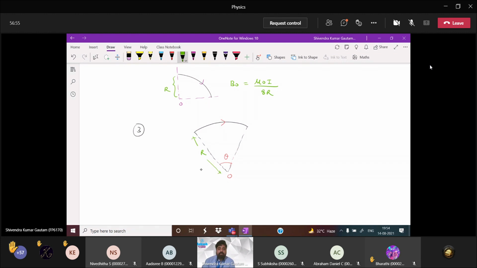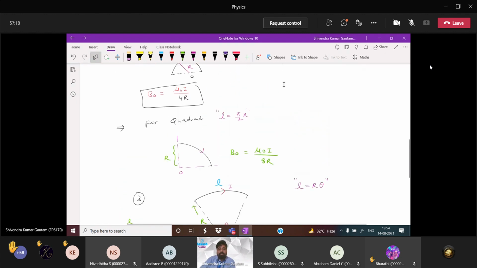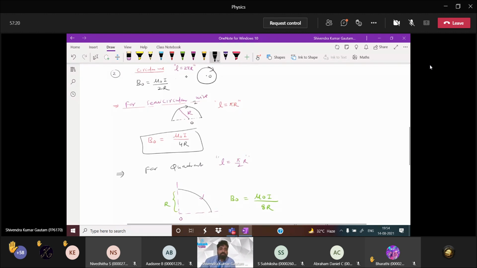Can anybody tell me, in an arc, this is the arc length, this is the radius, this is theta, how are they related? Theta is equal to L by R. So can we write L is equal to r theta? Yes or no? Yes, sir. L equal to r theta. For circular, theta becomes how much? 2 pi, and length 2 pi r.